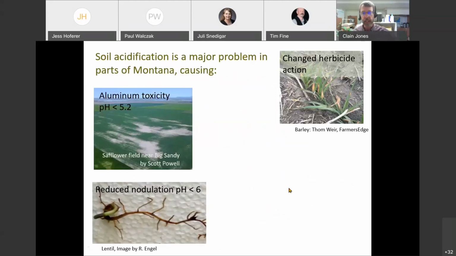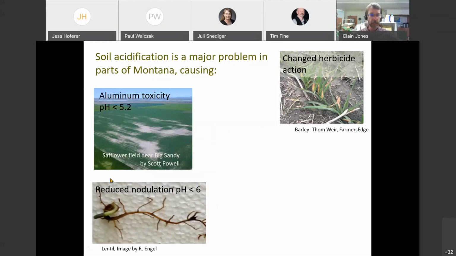So other things that low pH can do are impair herbicide action. Most herbicides do pretty well near neutral pH. Sometimes at lower pH, they stick around too long and can impact a crop that you weren't intending to impact. And sometimes their effectiveness goes down.